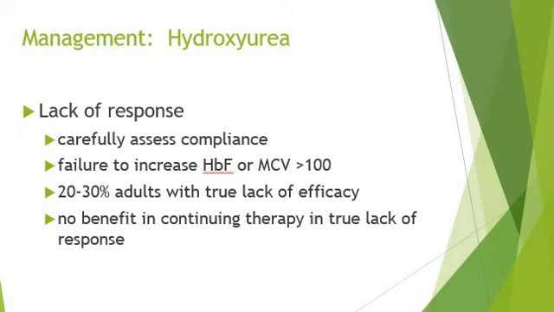One more important caution with hydroxyurea is that there may be a lack of response. It is not necessary that every time hydroxyurea can work. So careful assessment and compliance should be monitored, and there should be continuous monitoring of the levels of hemoglobin F, or mean cell volume should be more than 100. Usually 20 to 30% of adults have a lack of efficacy, and there is no benefit in continuing the therapy. Here we have to stop the hydroxyurea.